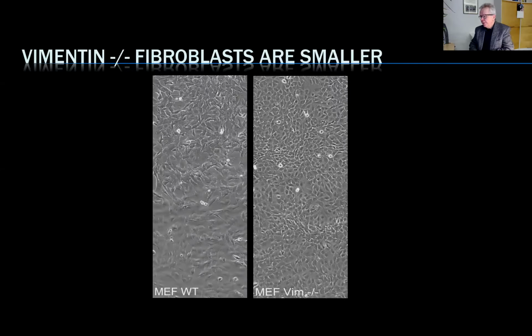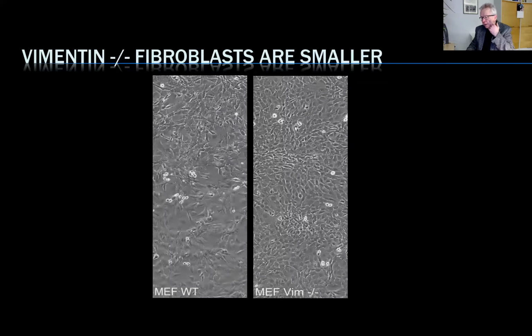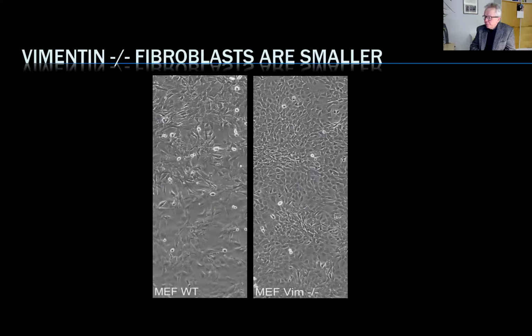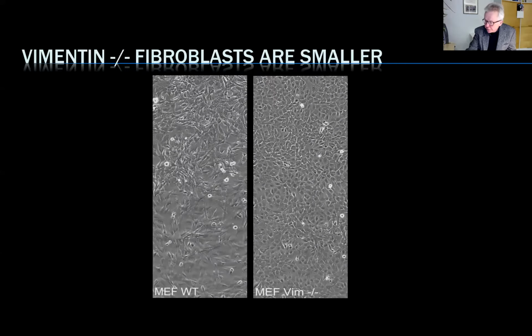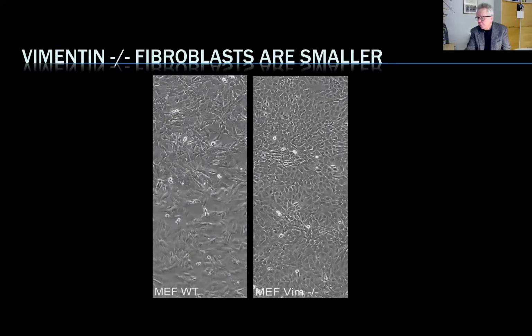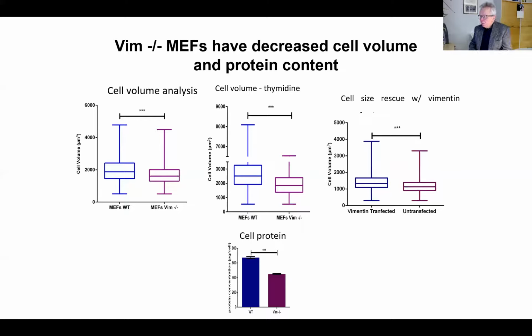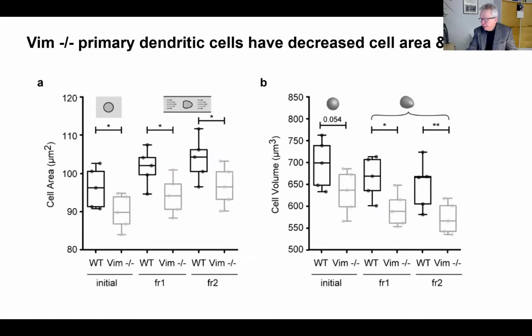So first of all, vimentin knockout fibroblasts are indeed smaller, and this is true regardless of whether you have them confluent, as here, or subconfluent, and it's true also for human knockout fibroblasts. If you look at cell volume analysis, especially with cell cycle block with thymidine, you can see there's a quite significant difference. You can rescue that with vimentin. Also, cell protein levels are lower.